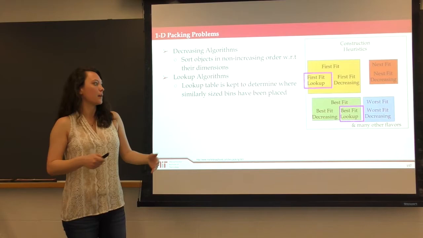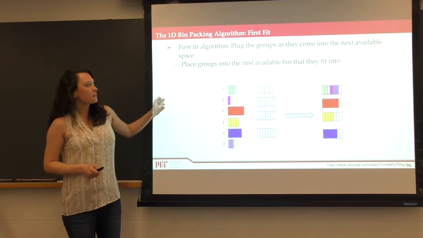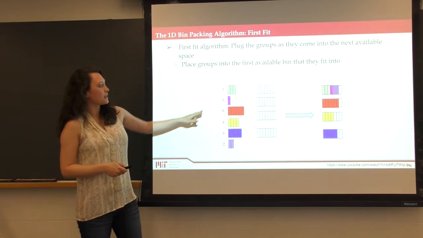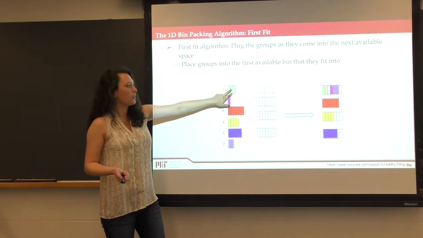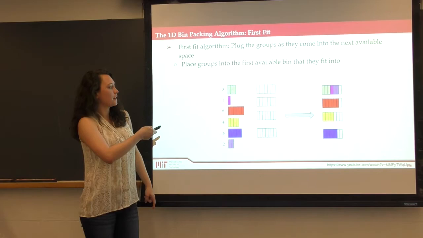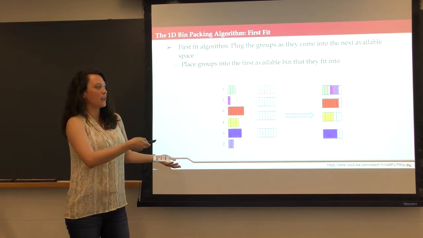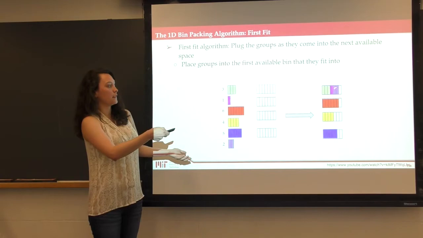So let's just take a look at the first fit algorithm. So we want to plug the objects into bins as they come into the next available space. So basically, you see here, this is our first object. It's size 3, and we want to plug it right into the first bin that's available. Our next one is 1, and it fits in this first bin, so we plug it in. The 6 does not fit in the first bin because there would only be 3 left, so we move it to the next one. 4, similarly, can't fit in either of these two. 5, you have to move it to the next one. But then 2, it fits into this first one that's available.